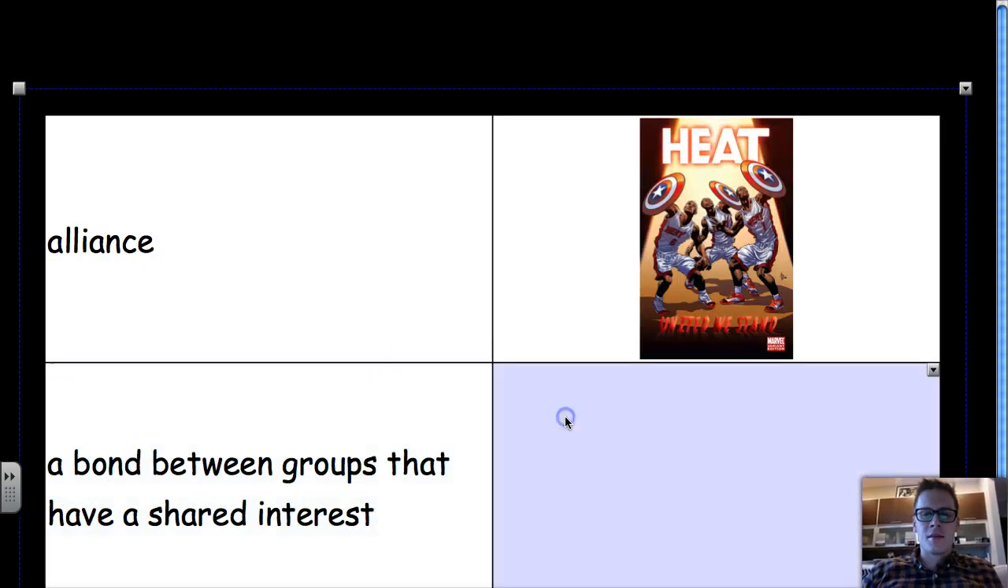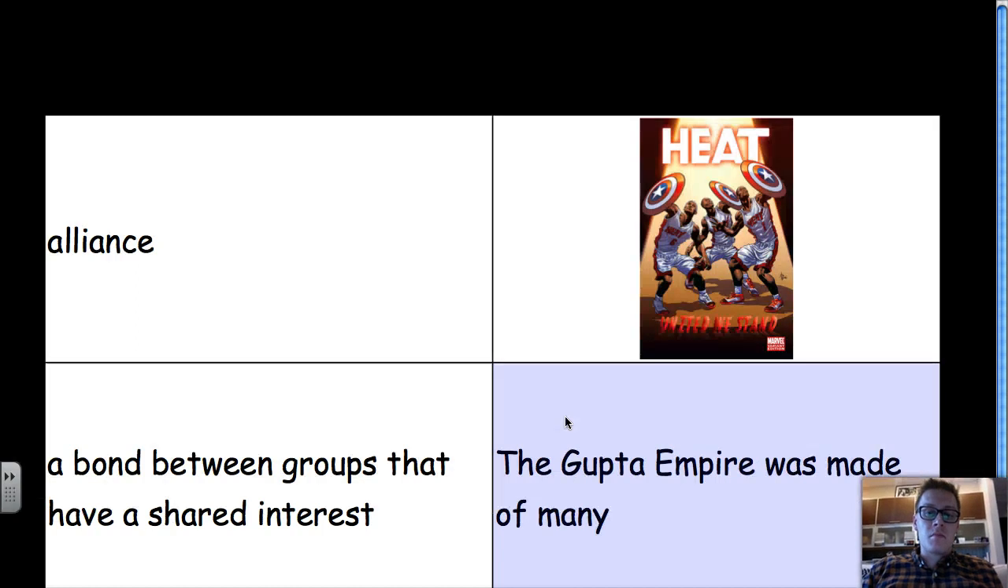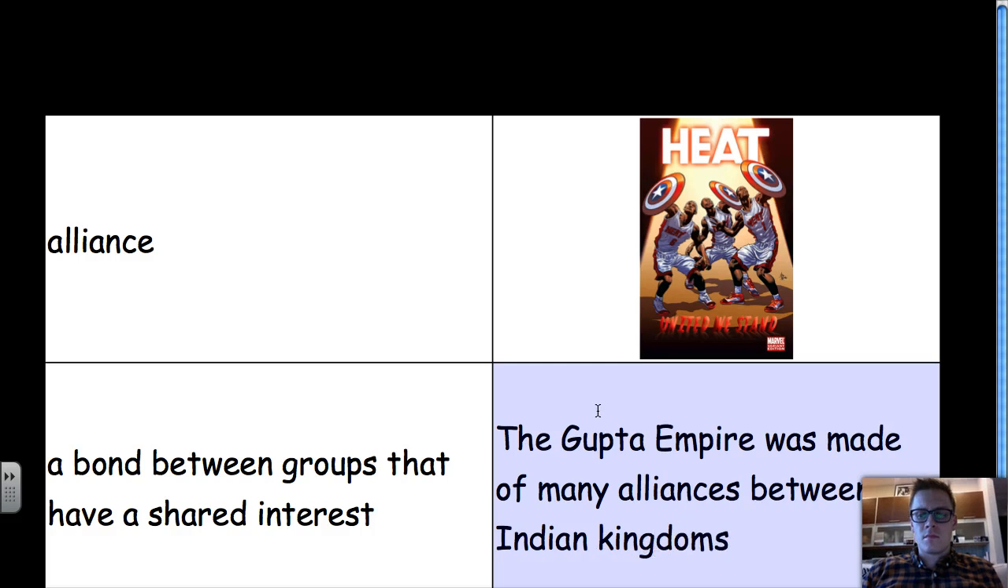And for my sentence, I would put the Gupta Empire was made of many alliances between Indian kingdoms. Because the Guptas are going to organize a lot of different kingdoms to try to meet a common interest.